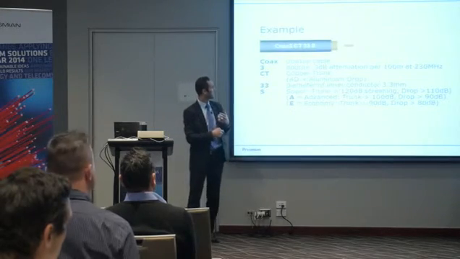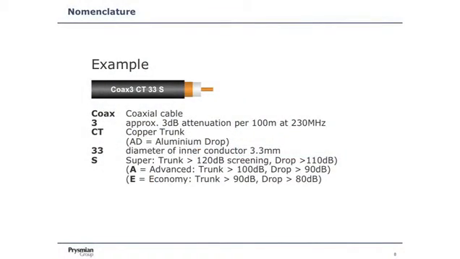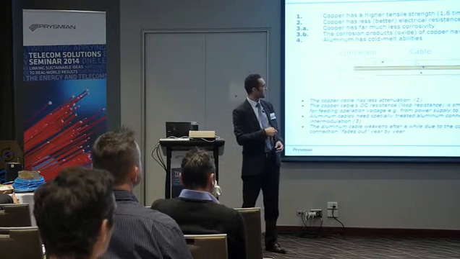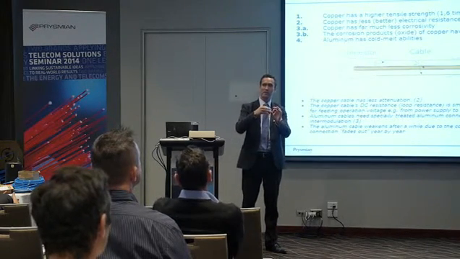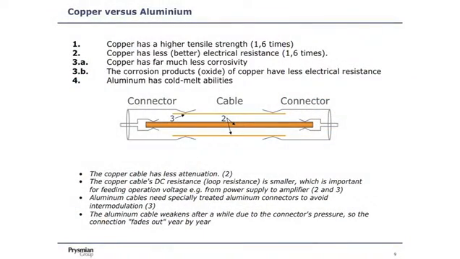The way we name them, basically coax for coaxial, we have here the attenuation per 100 meters at a given frequency, 230 megahertz. And then whether the conductor is copper or aluminum, the diameter of the inner conductor, and of course the grade of screening. And what's very important for coax is also the coupling between the inner conductor, the outer conductor, and the connectors on the edges to basically ensure the reliability and the durability of the deployed network.